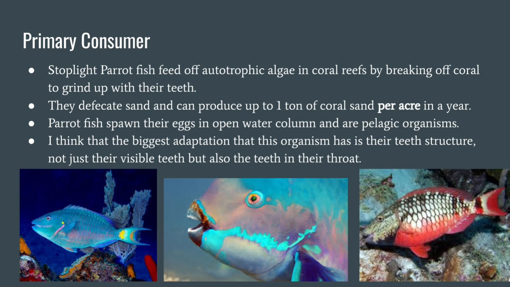They defecate said sand and can produce up to 1 ton of this coral sand per acre in a year, which when you add that up, that's a lot of sand, as there's not just stoplight parrotfish, but there's also other subspecies. These parrotfish spawn their eggs in the open water column and are pelagic organisms.